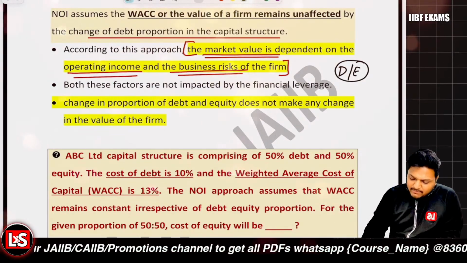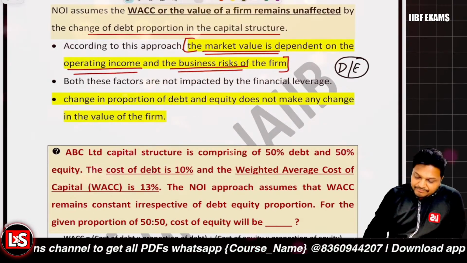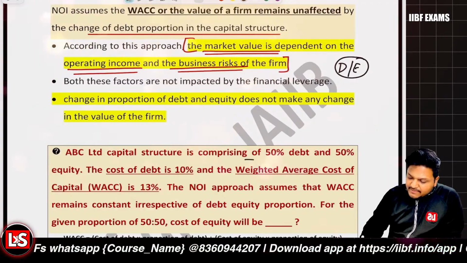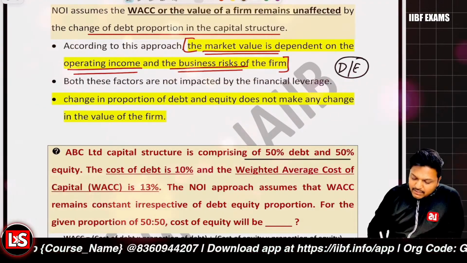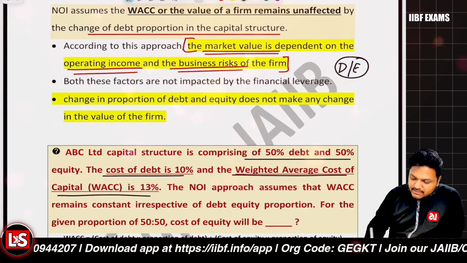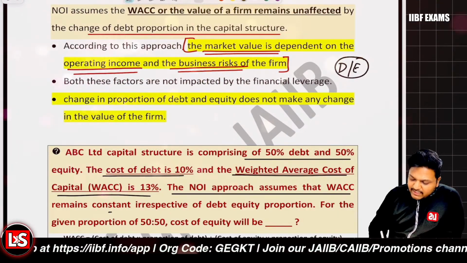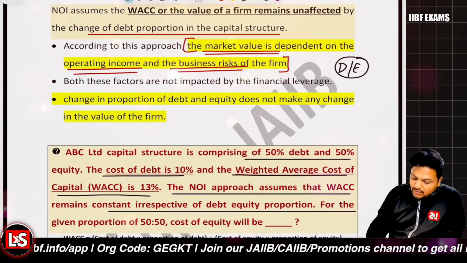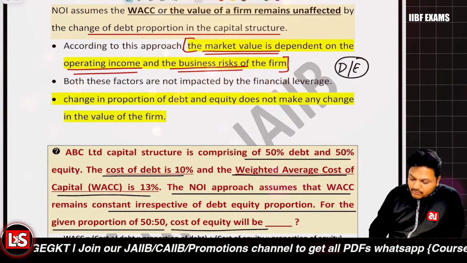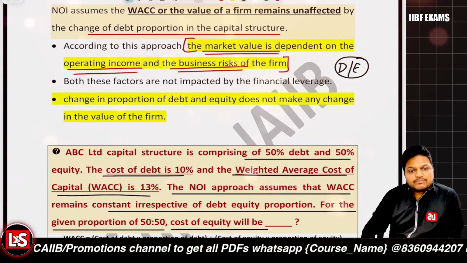So let's have a look at this particular question. It says that ABC Limited's capital structure comprises 50% debt and 50% equity. The cost of debt is 10%. Weighted average cost of capital is 13%. The NOI approach assumes that the WACC remains constant irrespective of the debt equity proportion. For the given proportion of 50-50, the cost of equity will be what?